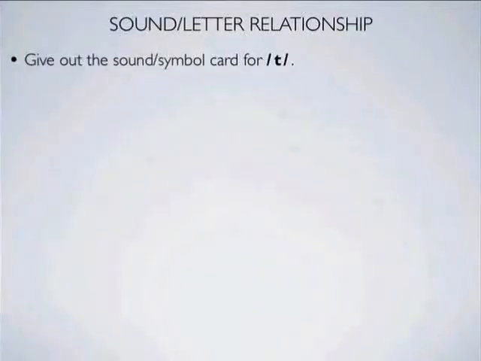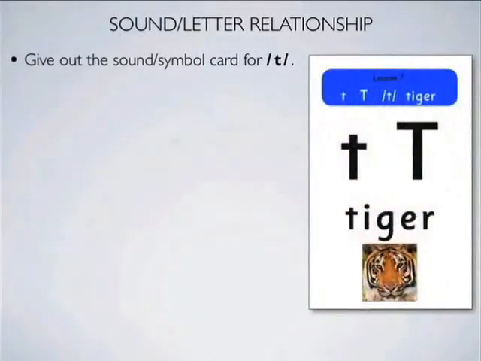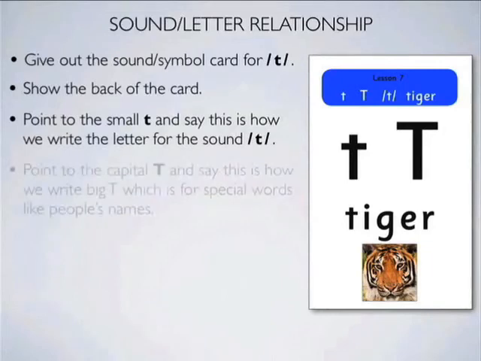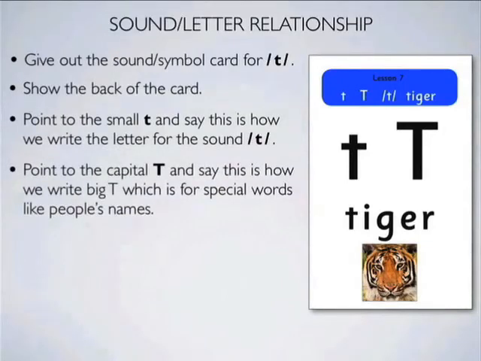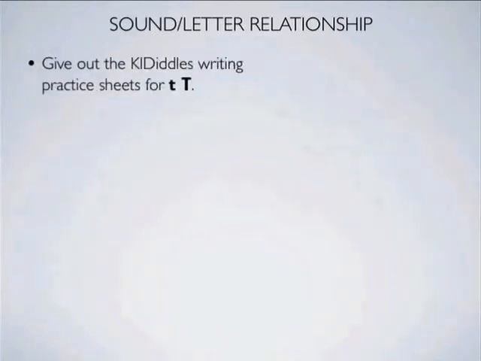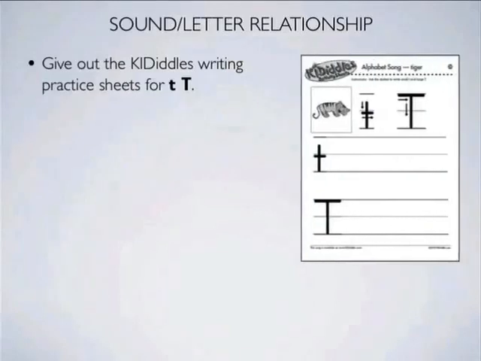Give out the sound symbol card for t. Show the back of the card. Point to the small t and say, "This is how we write the letter for the sound t." Point to the capital T and say, "This is how we write big T," which is for special words like people's names. Point to the word tiger and say, "This is how we write the word tiger." Point out the letter T and say, "This is how we write the T sound at the beginning of the word." Give out the Kadiddles writing practice sheets for little t and big T.